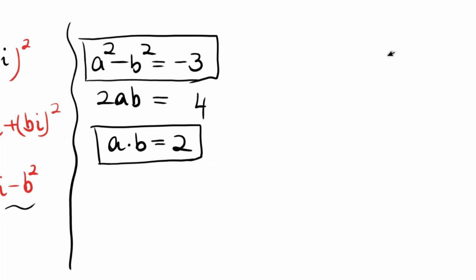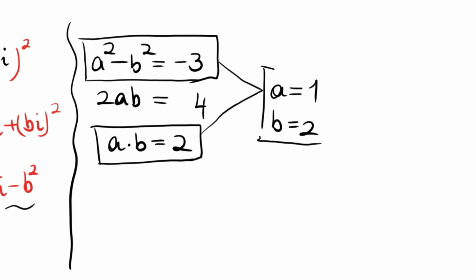From this we can just see the two numbers. Actually the multiplication is 2. Thinking about the integers, that can be 2 times 1, 1 times 2. And the difference of squares is negative 3. So that looks like a can be 1 and b can be 2. Just intuitively we can find these two numbers.